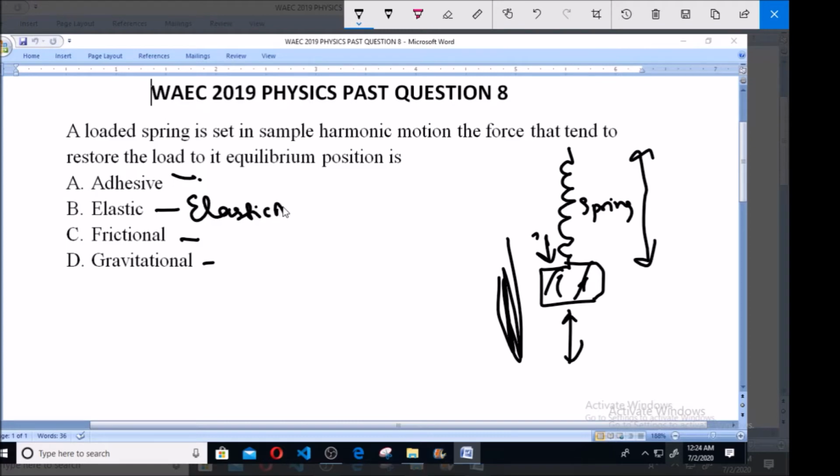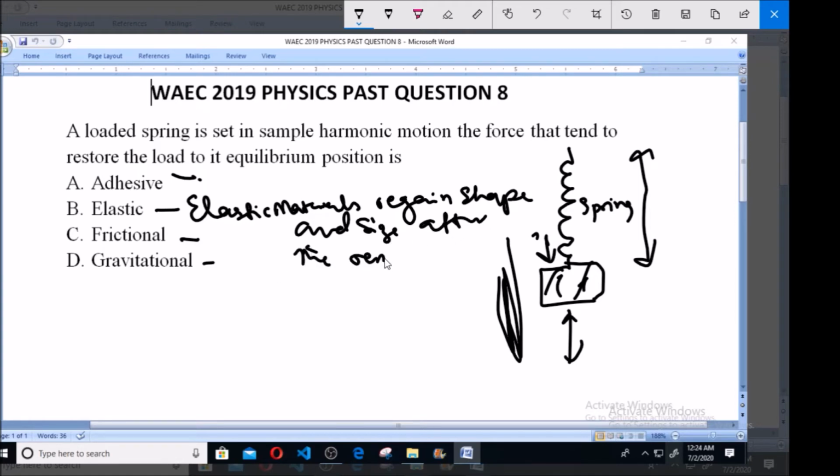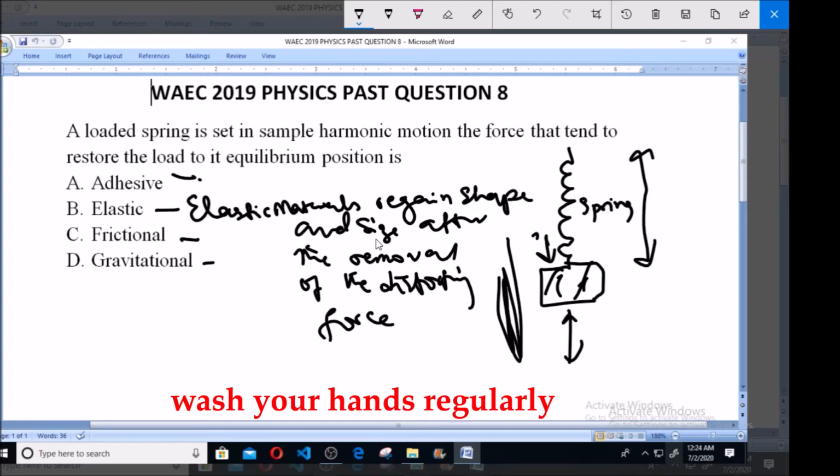So elastic materials, they do what? They regain their what? Shape and size after the removal of the distorting force. So whenever you remove the force that you're using to distort them, they will return back. So it's only elastic material that do that.